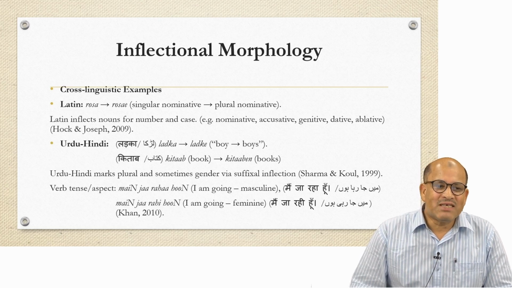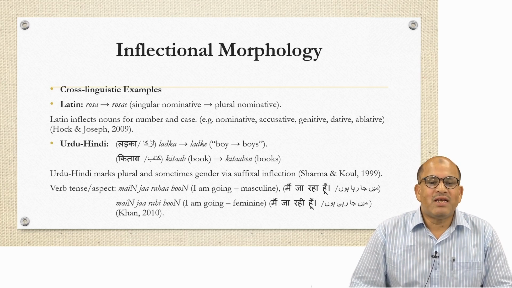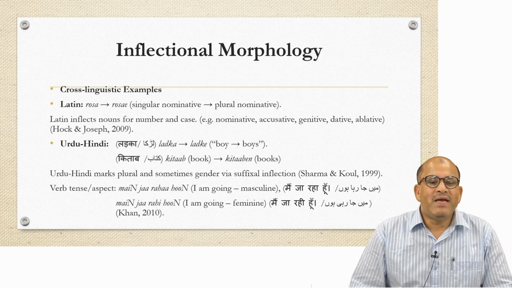Verb tense and aspect, for example, मैं जा रहा हूँ for masculine singular. If you look at the feminine singular, मैं जा रही हूँ. So these are getting changed depending upon the number and gender of the person.